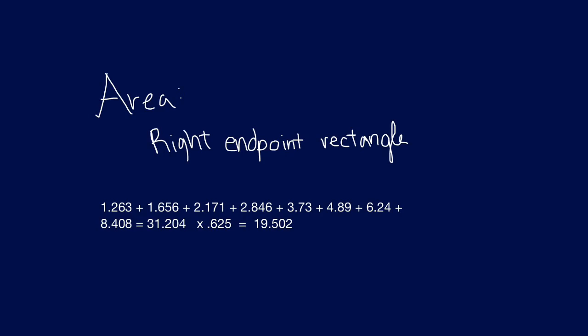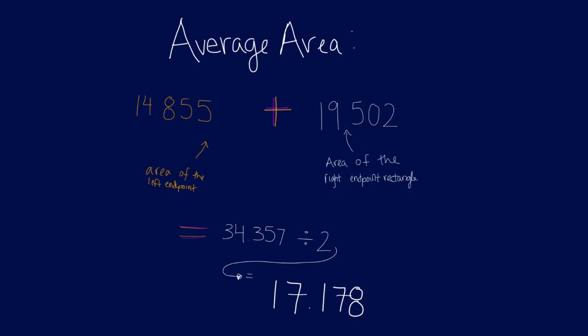In order to find the average area, you'd add together your total area for both your right and left endpoint rectangles, and then divide by 2, because in finding the average, you divide by how many there are, and that's how you find your average area.